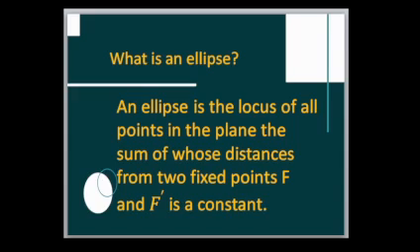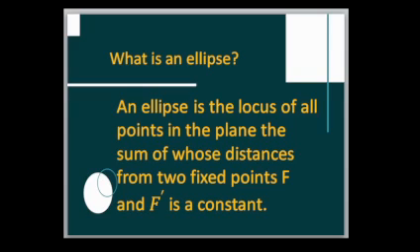Now we are going to talk about the ellipse. What is an ellipse? An ellipse is the locus of all points in the plane, the sum of whose distances from two fixed points, the first focus and the second focus, is a constant. Each of the two fixed points is called a focus of the ellipse. Together, we refer to them as foci.